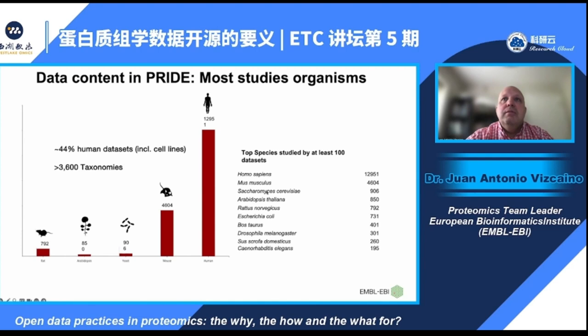Mouse, Saccharomyces, Arabidopsis, rat, E. coli, Bos taurus, Drosophila, pig, C. elegans. So there's really no surprise here. But what is really important to highlight is that more than 3,600 taxonomy IDs are represented. So if you are working on a particular organism, even if it's not very widely studied, it would be strange if there is no proteomics data available in the public domain for this organism.